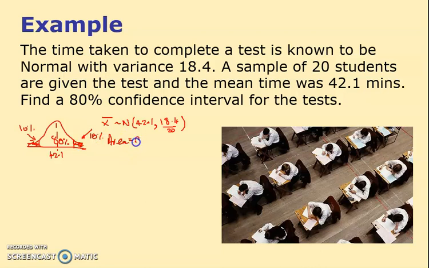For the left hand side, I'm going to type in 0.1. So let's do that. 0.1 for the left. Sigma is the square root of 18.4 divided by 20, close bracket. The mean was 42.1, and that gives me a left-hand value of 40.87.